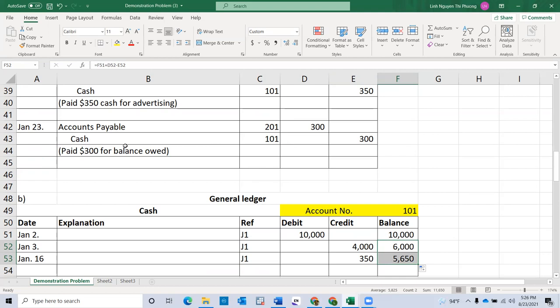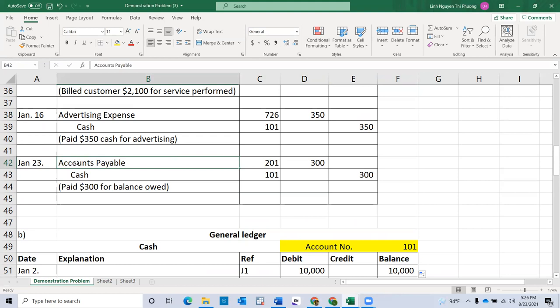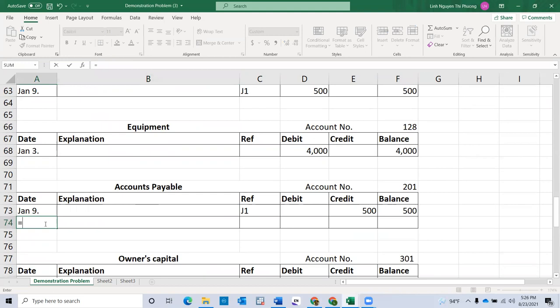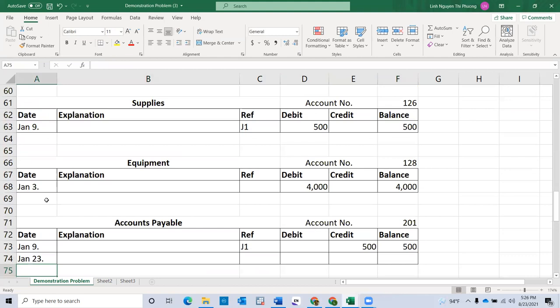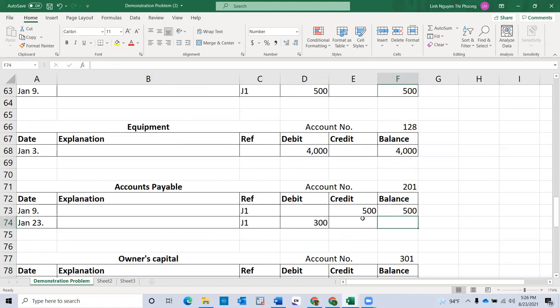All right, the last transaction, January 23. We debit accounts payable 300. So we go to accounts payable, what side? January 23, J1, okay? We debit, right? So we will press equal sign, 300, yeah? Enter, okay? Now, in this case, when we have the second one, you need to put a formula here.